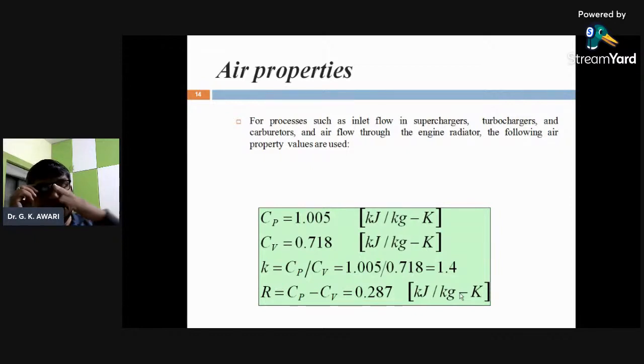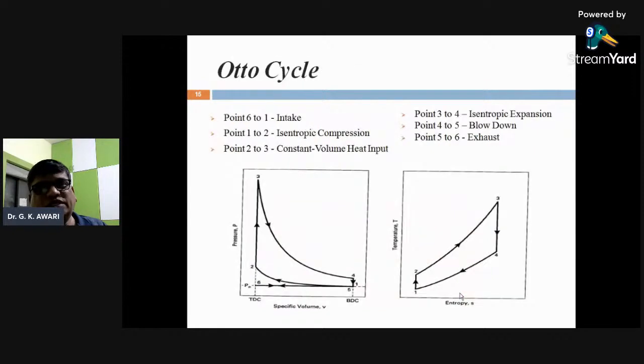So the value of Cp is given by 1.005 kilojoule per kg Kelvin, Cv is equal to 0.718 kilojoule per kg Kelvin, K is equal to Cp by Cv, which is 1.4, and R is equal to Cp minus Cv, which is 0.287 kilojoule per kg Kelvin. Now let us begin with the first cycle in our study.